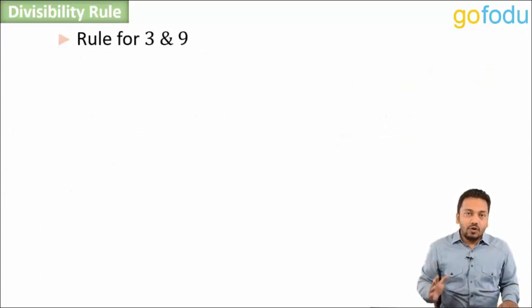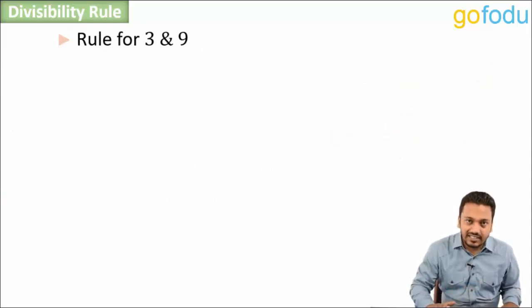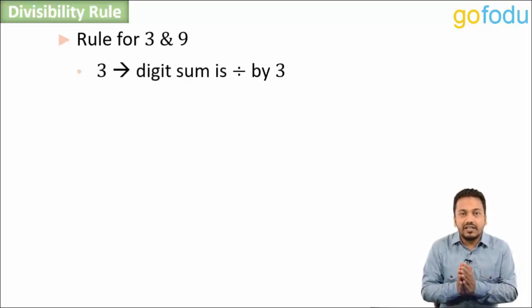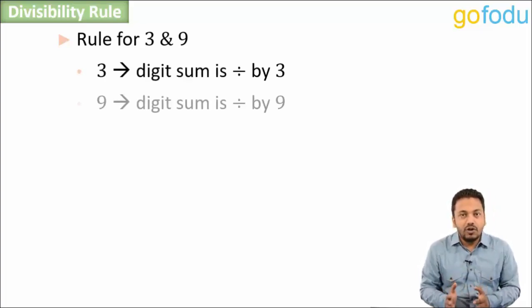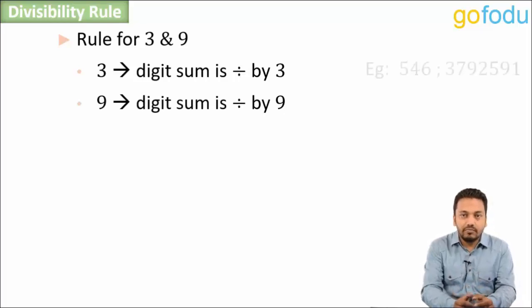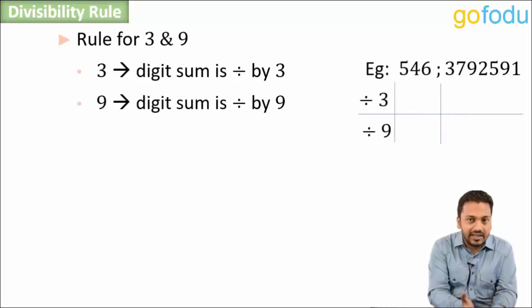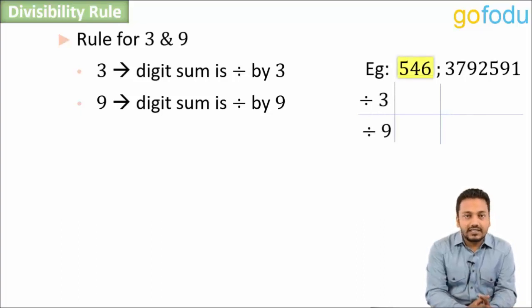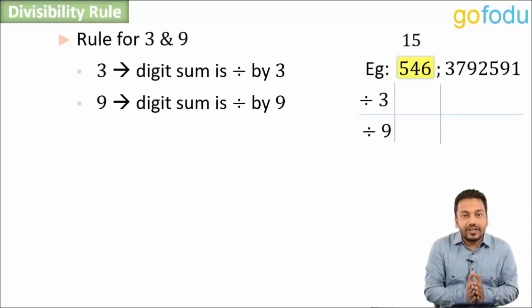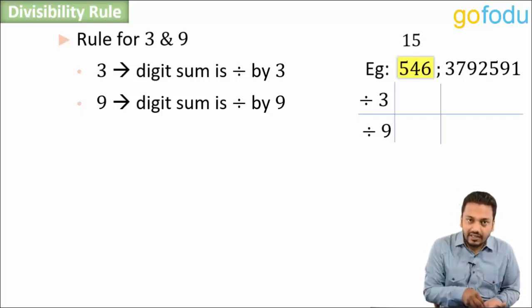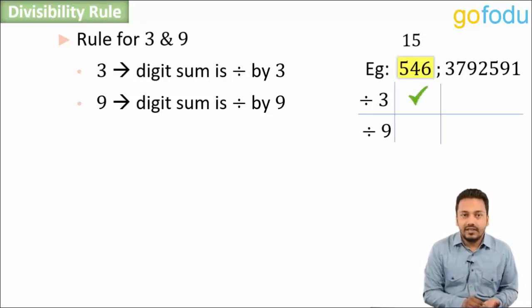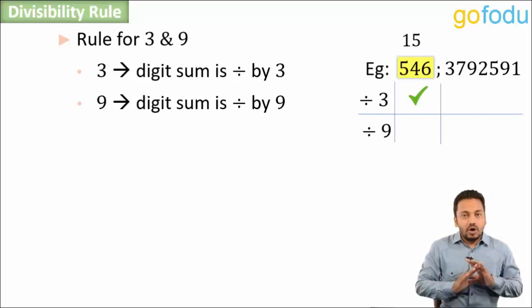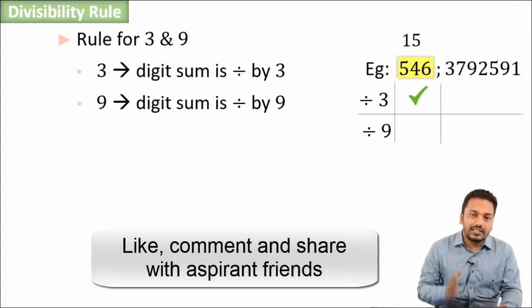Okay. Now the rule for 3. Add the digits and see if the sum is divisible by 3. The same rule applies for 9 too. Let's check it for a few numbers. We'll divide these numbers by 3 first and then 9. 546. Sum of digits is 15. 5 plus 4 plus 6, 15. Now 15 is divisible by 3. So 546 will also be divisible by 3. Let's check for 9. 15 is not divisible by 9. So 546 will also be non-divisible by 9.